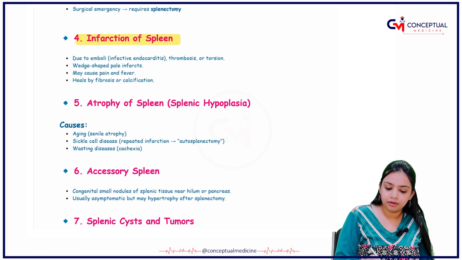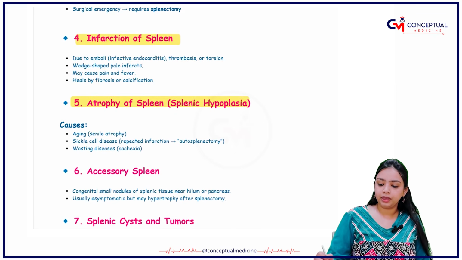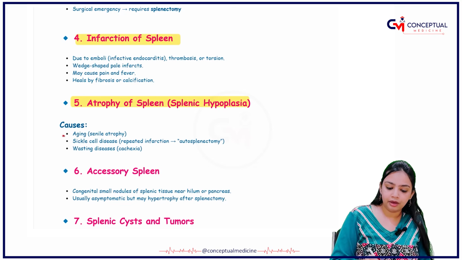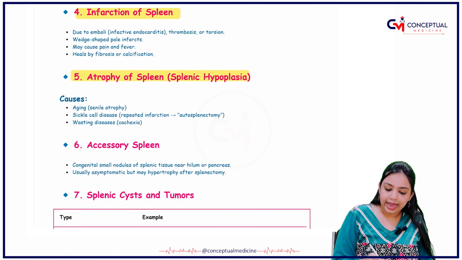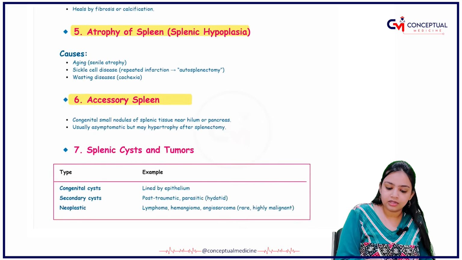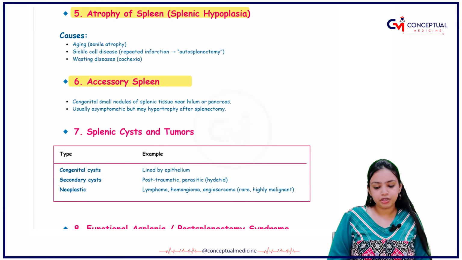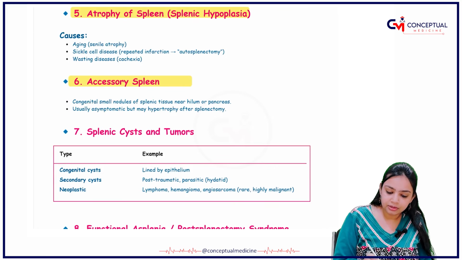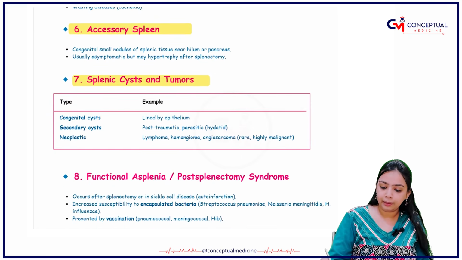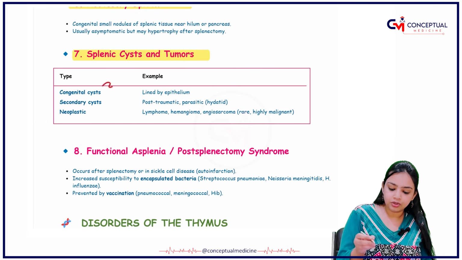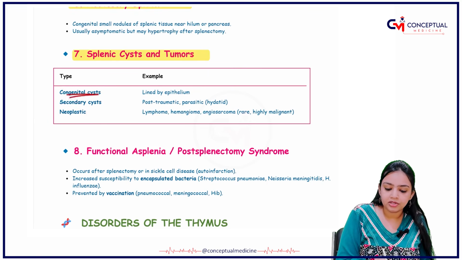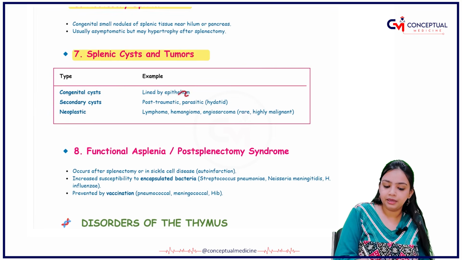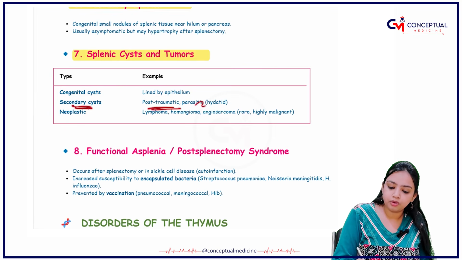Coming to the next, that is atrophy of spleen. The causes are aging, sickle cell disease, and wasting disease like cachexia. Accessory spleen: congenital small nodules of splenic tissue can be seen. Then you have splenic cyst and tumors. In the splenic cyst, you have the congenital cyst, secondary cyst, and neoplastic cyst. In the congenital cyst, they are lined by epithelium. In the secondary cyst, you have post-traumatic and parasitic.